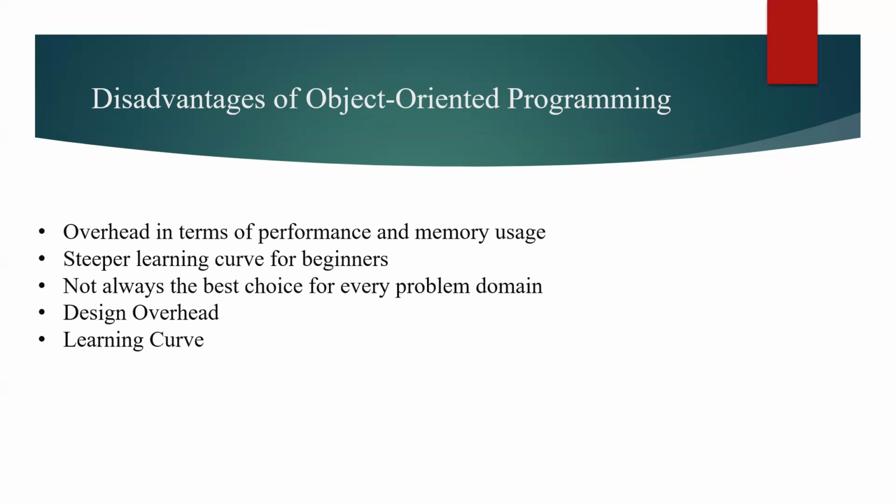Design overhead and learning curves. In this, we can design the models in object-oriented programming, whereas procedural programming is only for C language. C language is based on procedural programming. Python, C++, and Java are based on object-oriented programming.